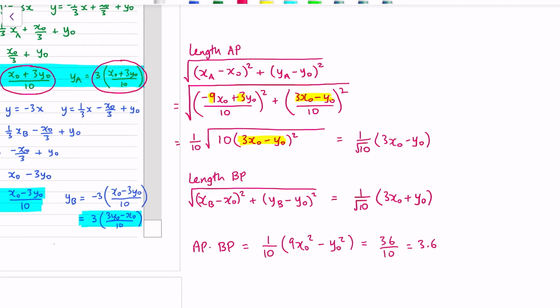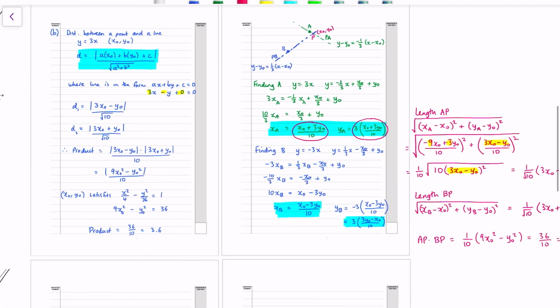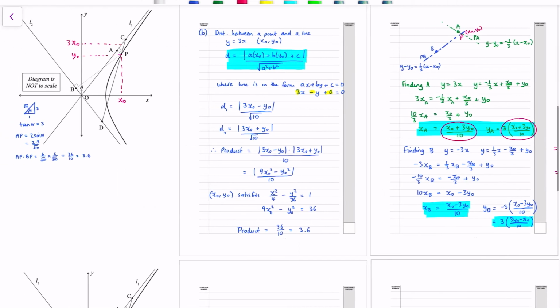Wow, if you didn't think that was intense, wait to part 3. Part 3 is even worse. But of course, if you had that little extra bit in your toolbox, the distance between a point and a line, it wasn't as bad.